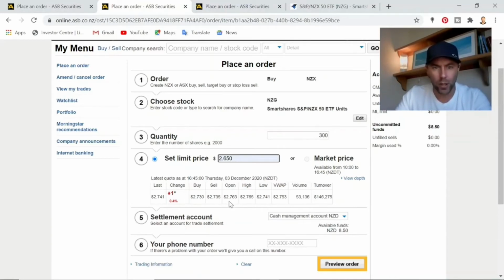This is what it opened at, $2.76, and the high of $2.76 with a low of $2.74. And this is the volume turnover. But that's what we're going to be looking at today. So just that. Then we preview order. So you can click on preview order. This still doesn't, the order still hasn't gone through yet. So we click preview order.